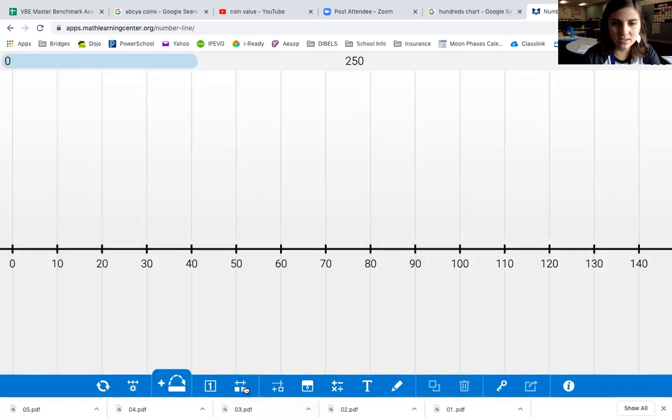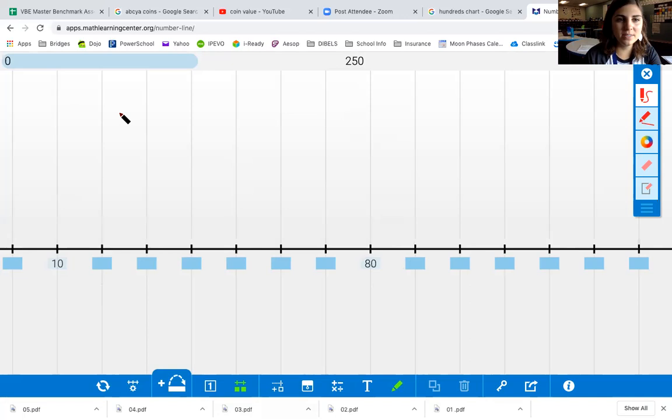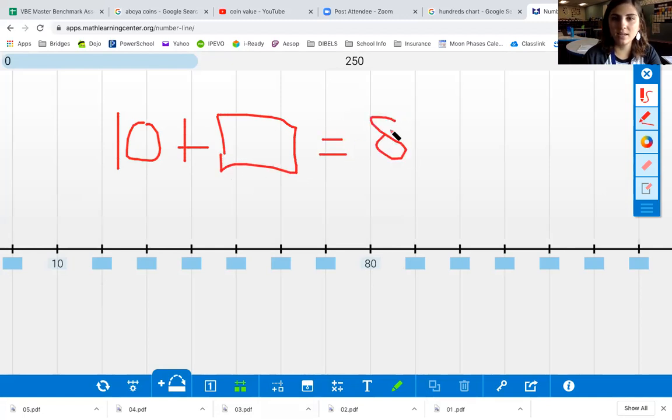Let's try it again. Let's clear all. I'm going to hide these numbers. Let's say we're at 10. Let's make it a little bit larger to 80. So our problem is going to be 10 plus something equals 80.